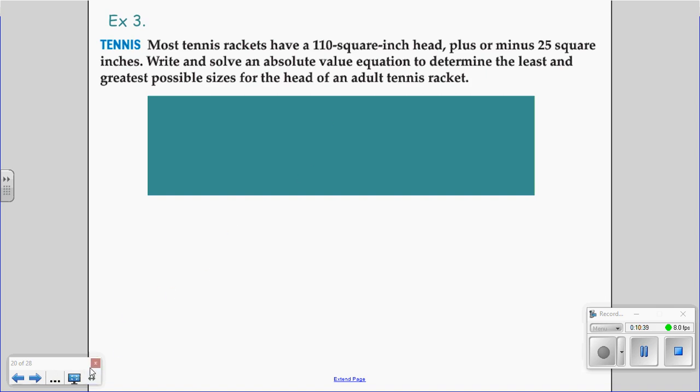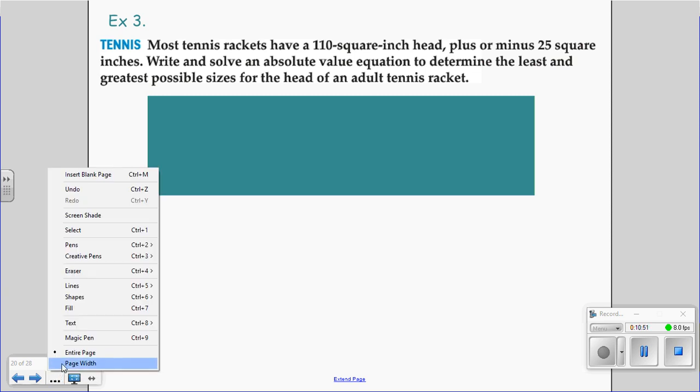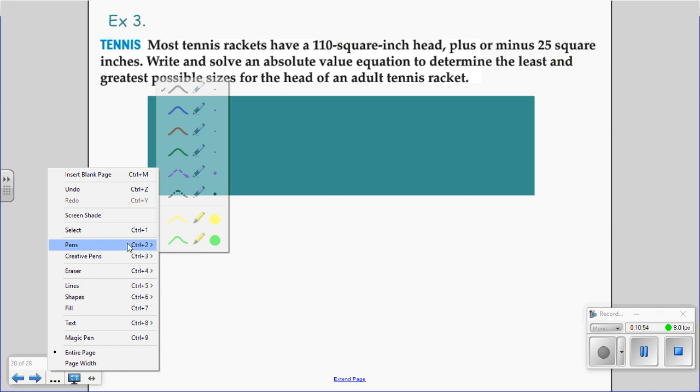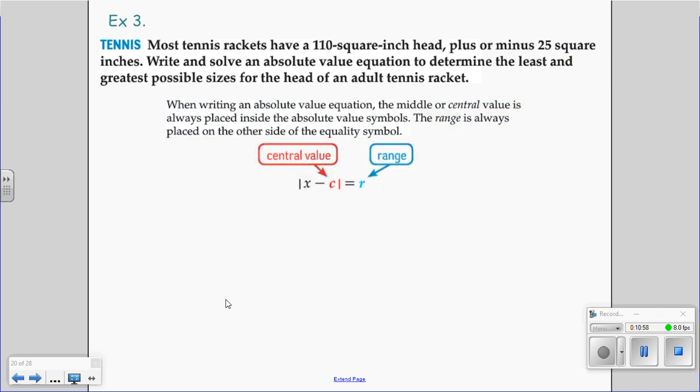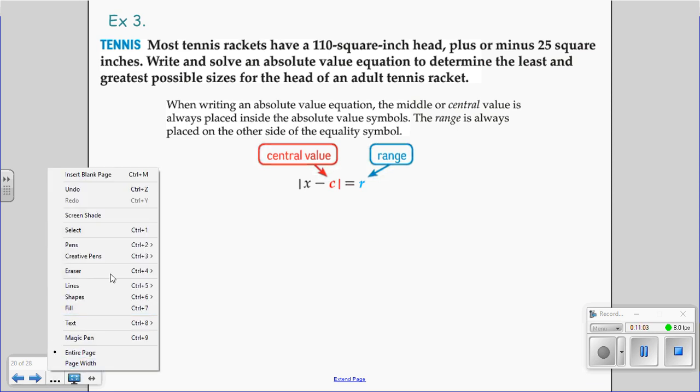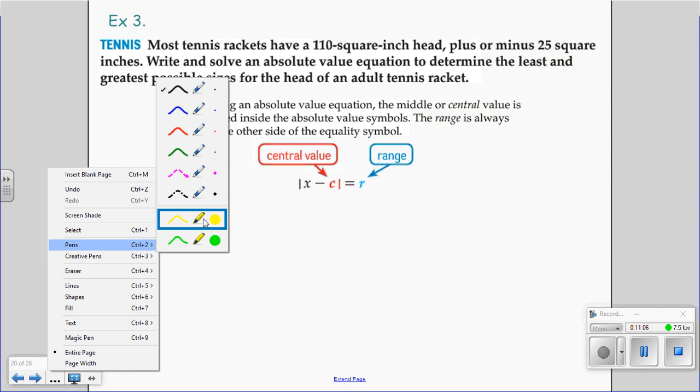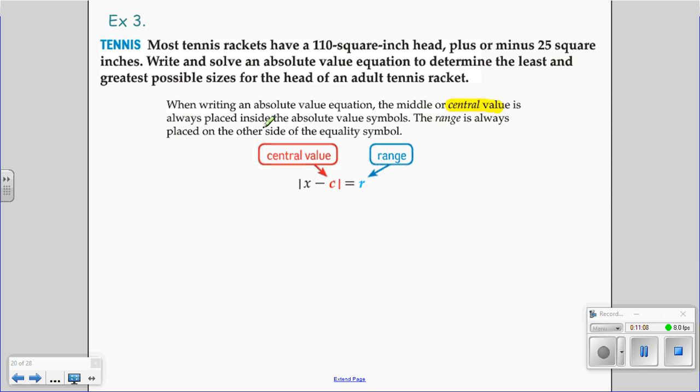Example 3. Most tennis rackets have a 110 square inch head, plus or minus 25 square inches. Write and solve the absolute value equation to determine the least and greatest possible sizes for the head of an adult tennis racket. When writing an absolute value equation, the middle or central value is always placed inside the absolute value symbol. And then the range is always placed on the other side of the equality symbol.